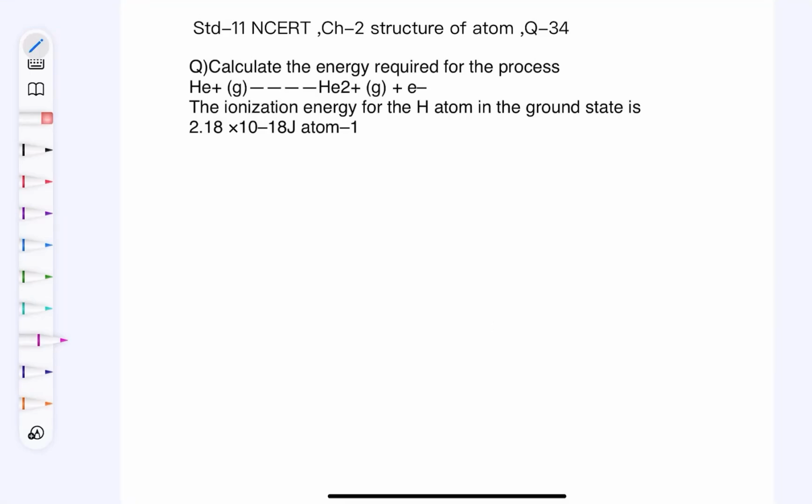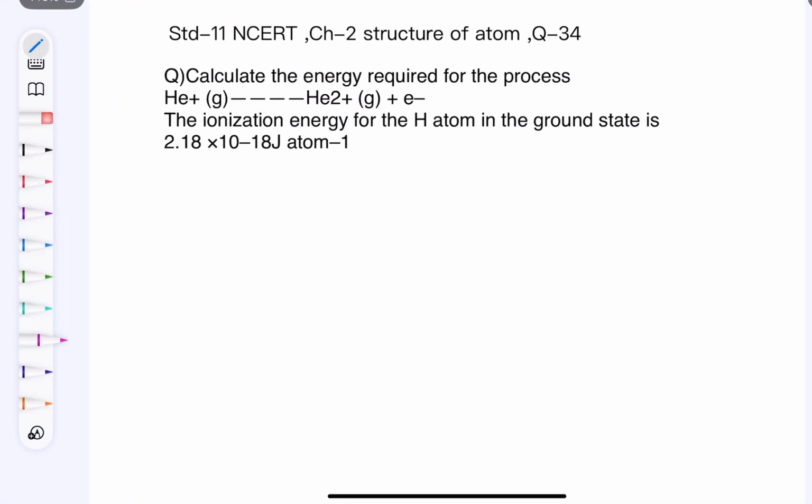Okay students, let us try to solve this question. It says you need to calculate the energy which you require for the process. And what is the process? You are given He+ in the gas state, helium ion. From here you need to remove one electron in order to form He2+. You know that the process of removal of an electron is referred to as ionization energy. So we need to find the ionization energy required for this particular process.